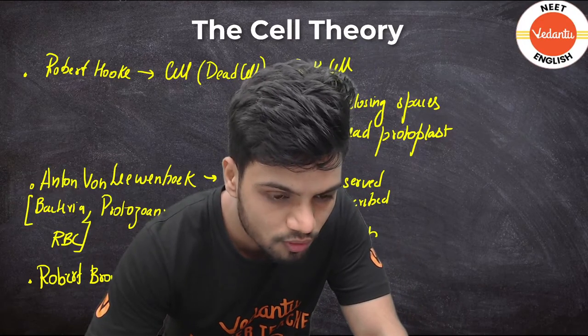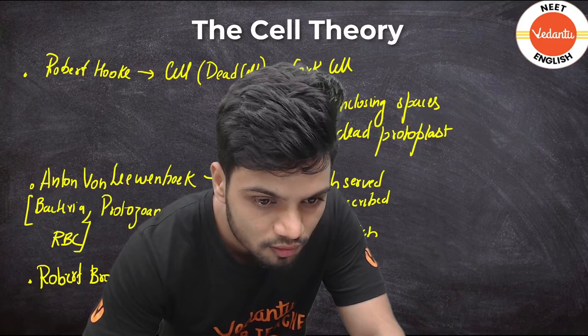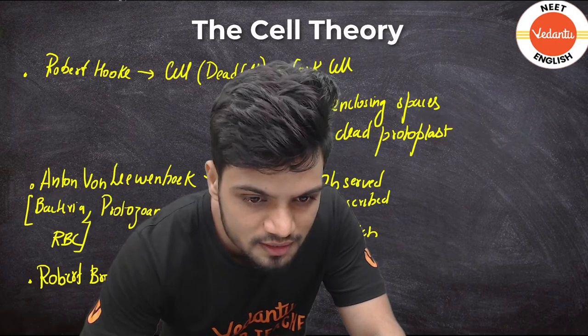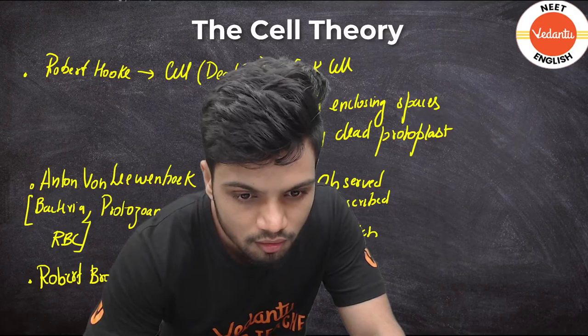Robert Brown was a scientist who discovered the nucleus, and he discovered the nucleus in the orchid.